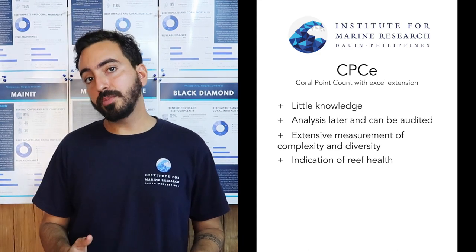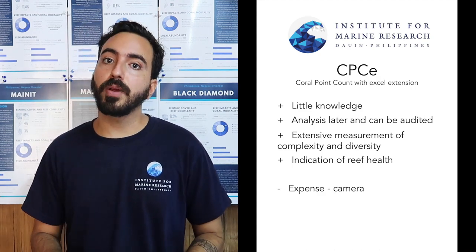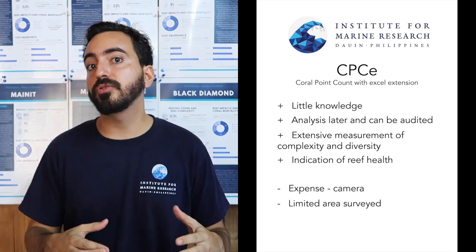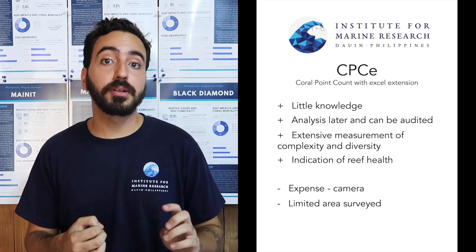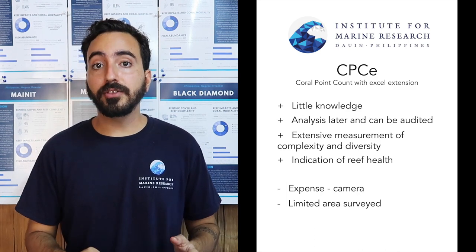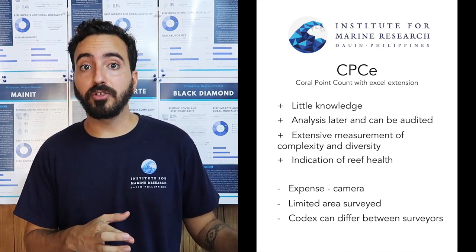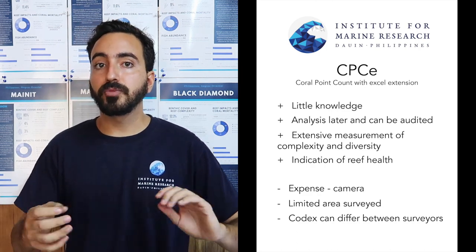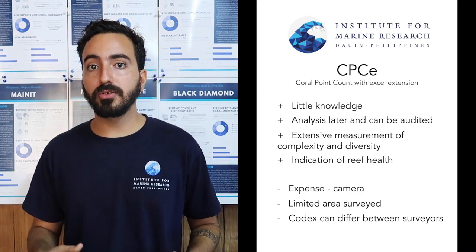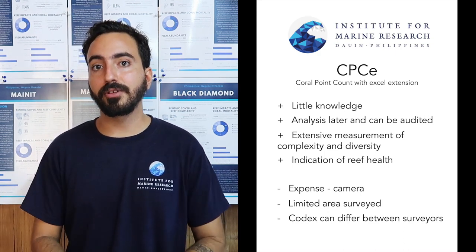But of course, no methodology is perfect, and it does have its cons. The first one is that, unlike the other methods, you do need a camera, so you can't just get away with a pencil and slate. The second one is that there is a limited area that you can survey due to the fact that the pictures have to be taken by a diver. That means you have a limited amount of time, and a limited amount of area that you could theoretically take pictures of. And finally, the codex, which we're going to talk about a bit later, can differ from methodology to methodology, from scientist to scientist, and can make it a little hard to analyze together and contrast against each other if you don't have similar codexes. Luckily, there seems to be a standard which holds up among most of the industry, especially when it's done by genus, which helps us be able to compare it.